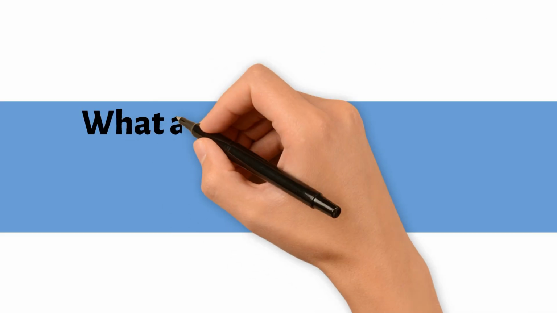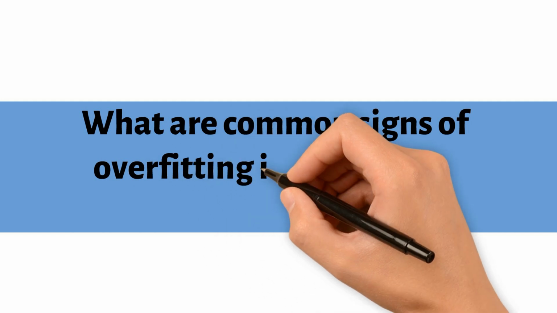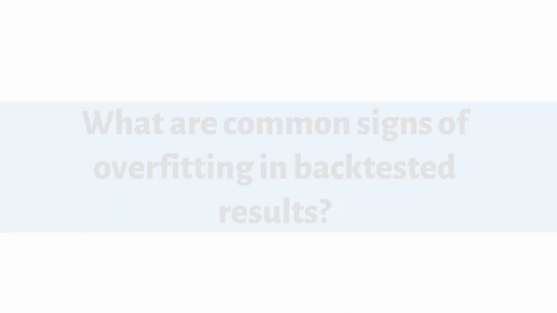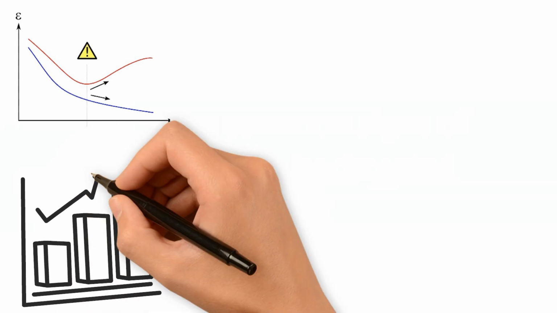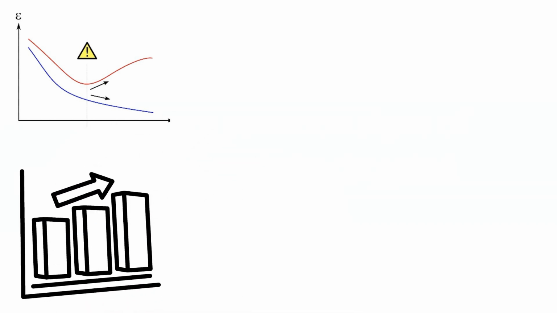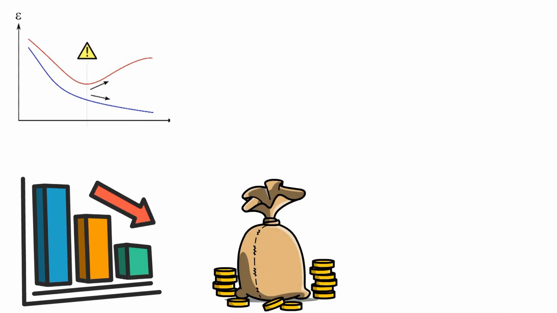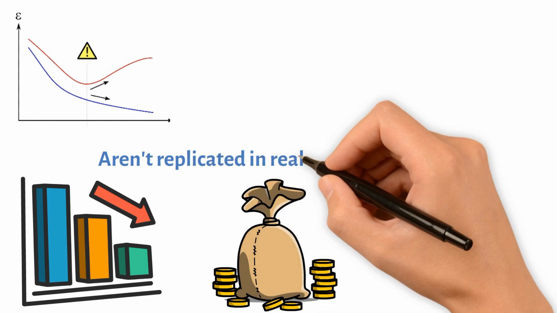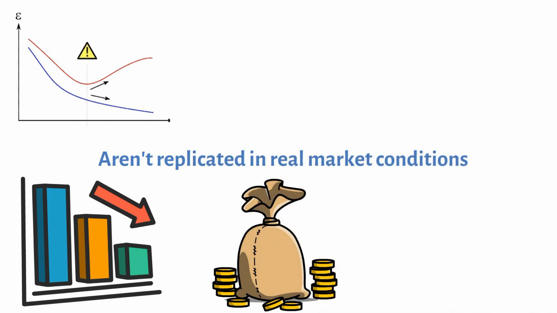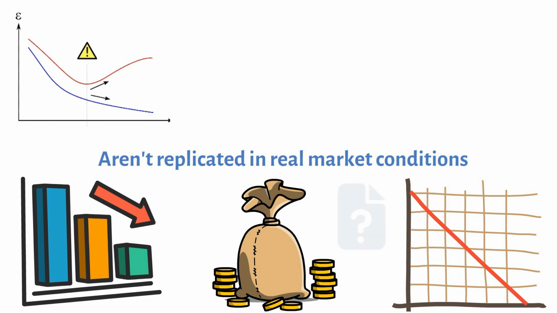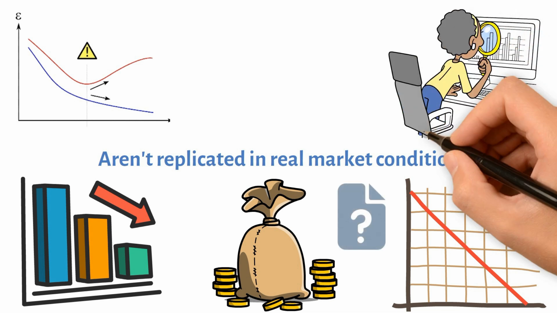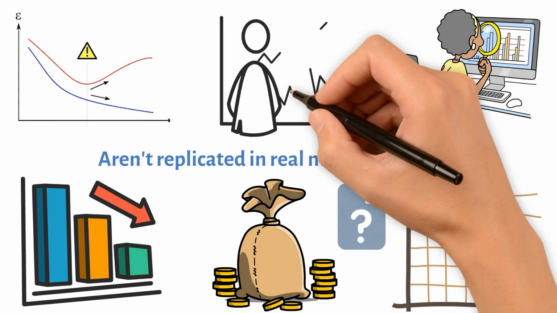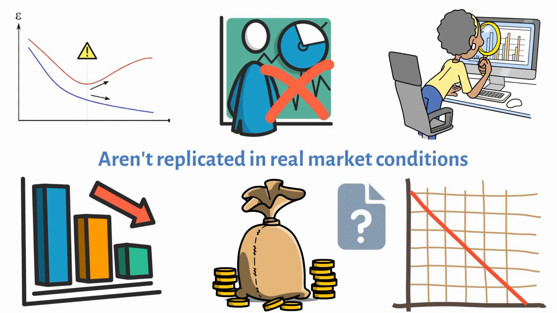execute. What are common signs of overfitting in backtested results? Overfitting in backtested trading results occurs when a model performs exceptionally well on historical data, but poorly in live trading. Common signs include very high returns in backtesting that aren't replicated in real market conditions, and the strategy's performance deteriorating when applied to new unseen data. This suggests that the strategy is too closely tailored to specific past conditions rather than capturing true market patterns.